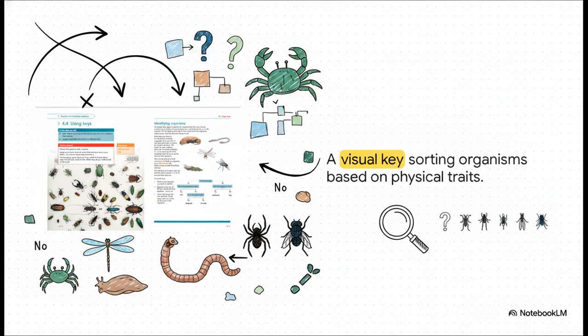The key starts right at the top with one beautifully simple question. Does it have legs? Just by answering yes or no, we instantly separate the earthworm and slug from the crab and the insects. If we say yes, it branches again to ask, does it have more than 6 legs? It's just a brilliantly simple mechanism for sorting physical traits.